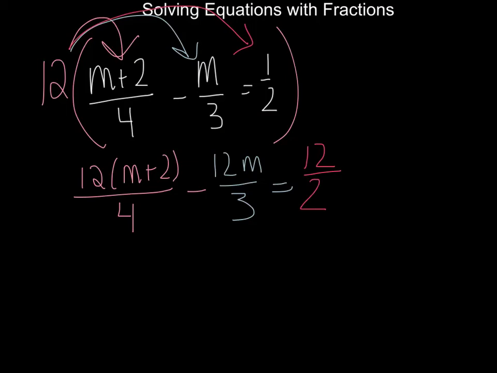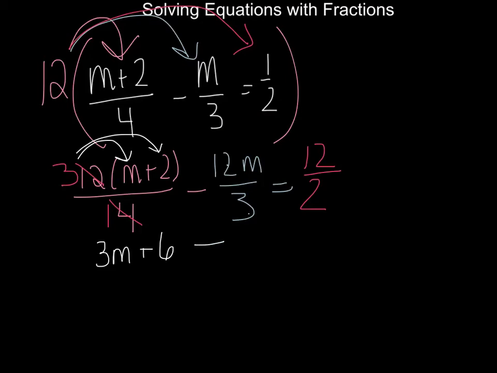All right, let's start going through now and simplifying. 12 fourths divides out to be 3 over 1. And so I can then take this 3 and distribute it to each term within my parentheses. So 3m plus 3 times 2, which is 6, over 1. And then I'm going to subtract.